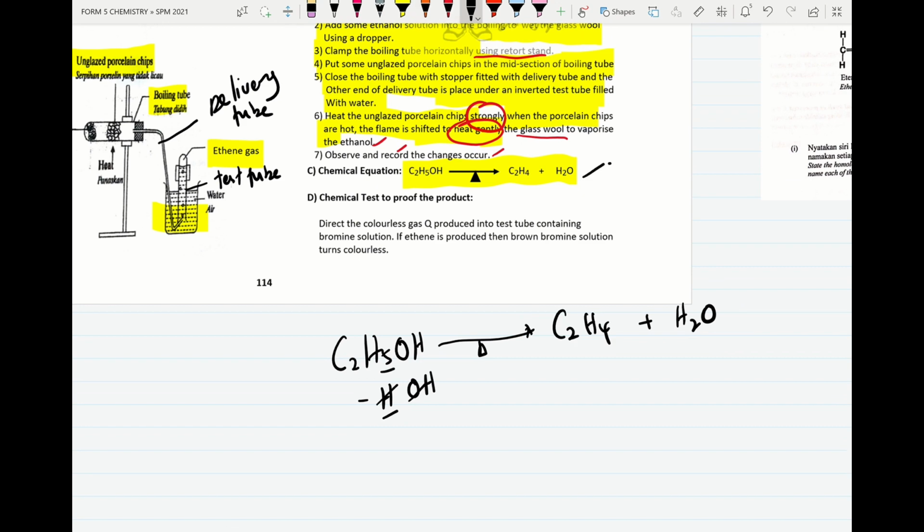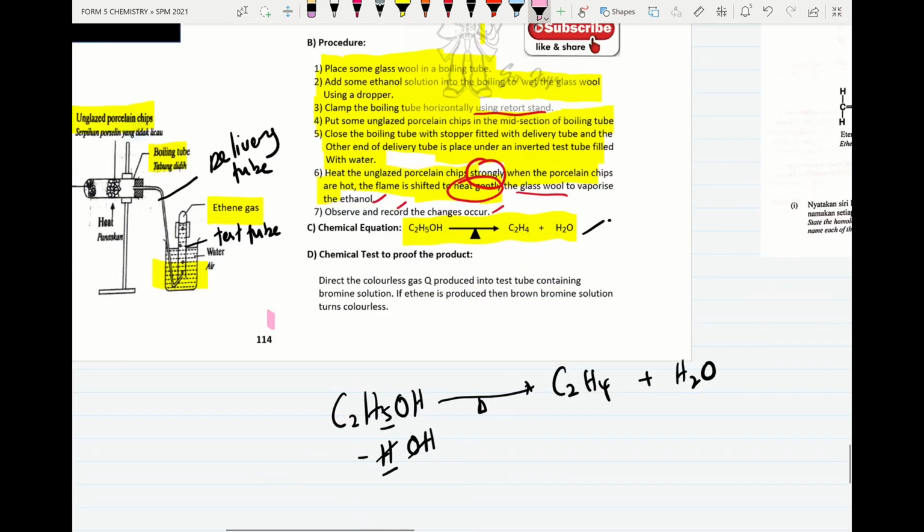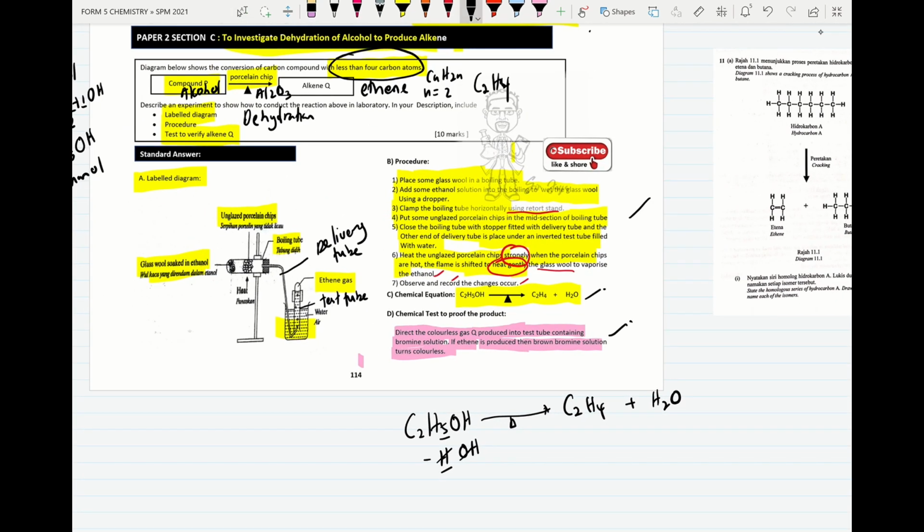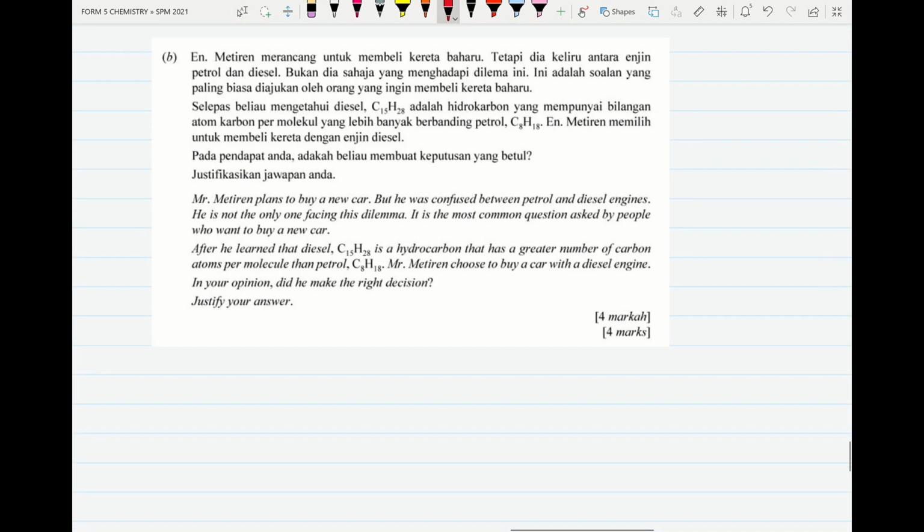The test to prove the presence of gas Q, ethene gas: direct the colorless gas Q produced into a test tube containing bromine solution. If ethene is produced, the brown bromine solution turns colorless. So this is the test that students must describe. Please remember this experiment.